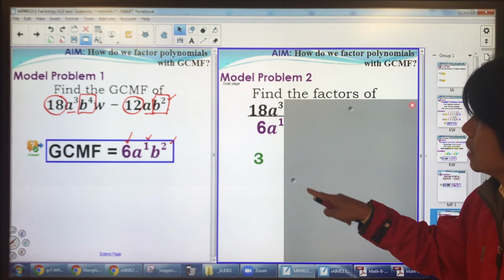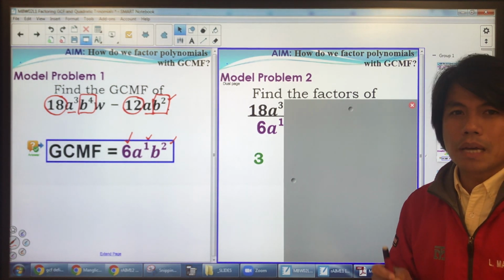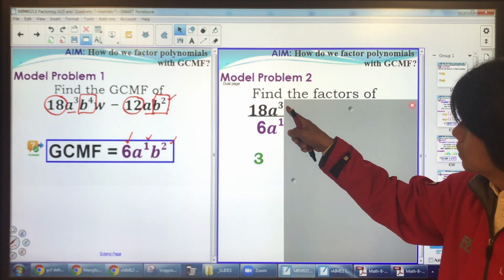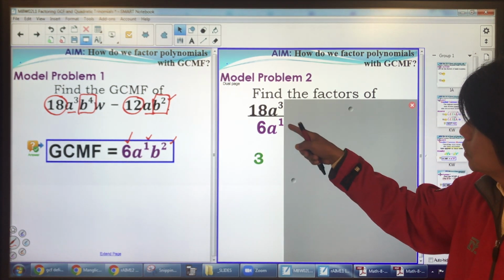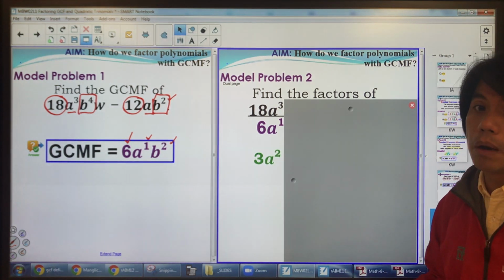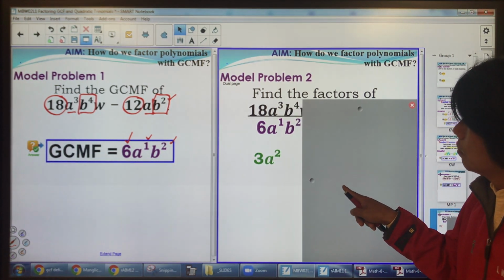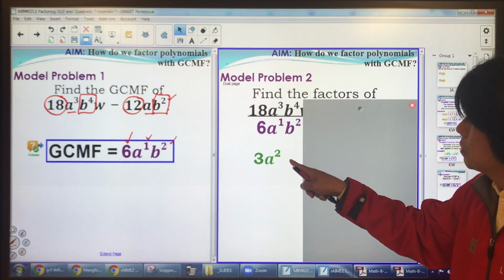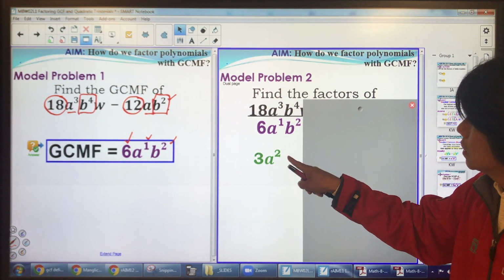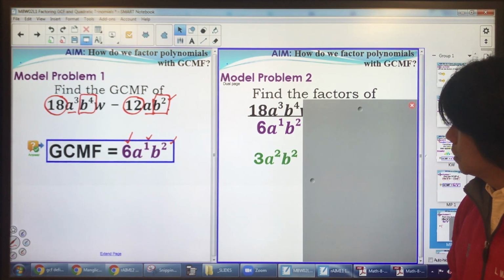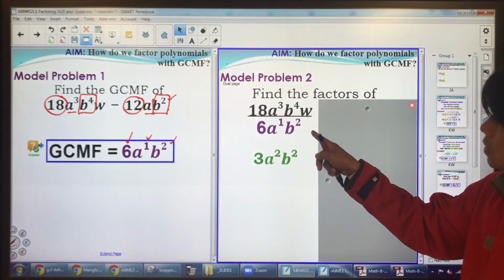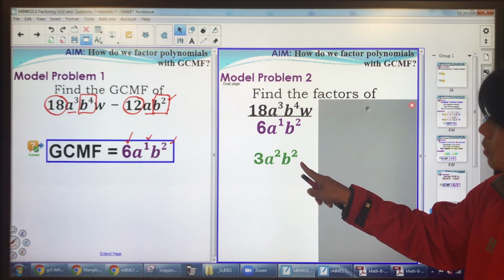How about this A? We know that every time we divide, we keep the same base, which is A, and then subtract the exponents. 3 minus 1 is 2. So therefore, it's A to the second power. Same with this. Keep the same base, B, and then the exponent 4 minus 2 is 2. So therefore, it's B to the second. How about the W? There is no W in the denominator, so we just keep it.